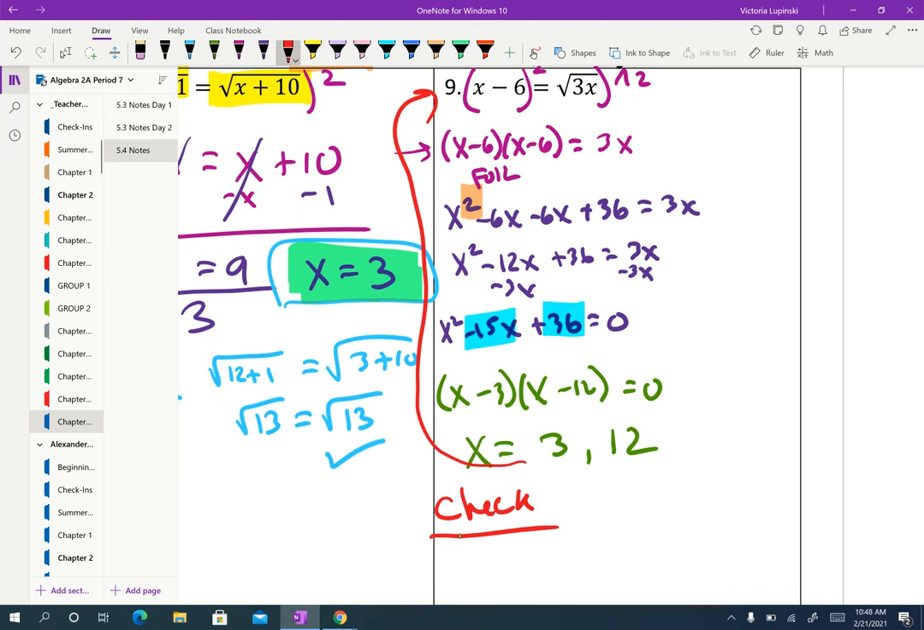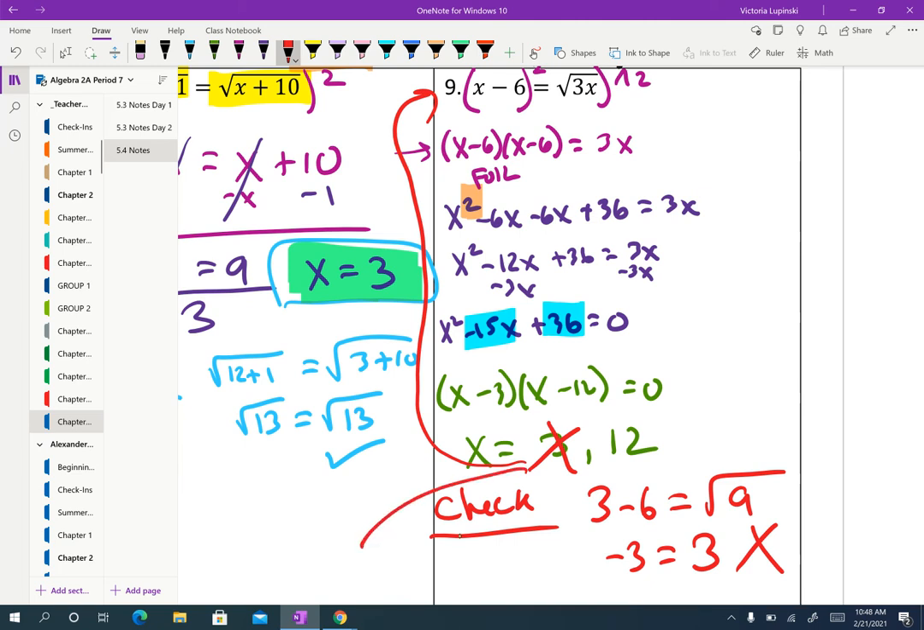So if you check positive 3 on the left side, you're going to get 3 minus 6 equals the square root of 3 times 3, which is 9. 3 minus 6 is negative 3. The square root of 9 is 3. So that actually does not work. You are not going to get a true statement, which means 3 is not an answer.